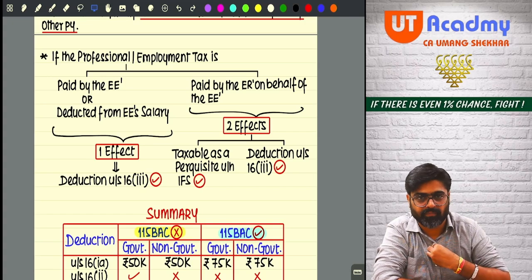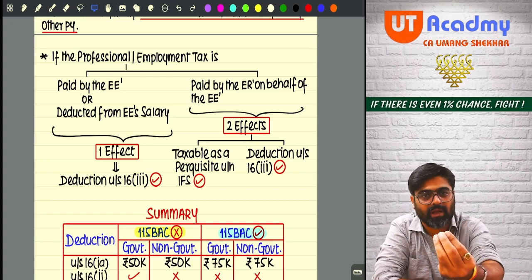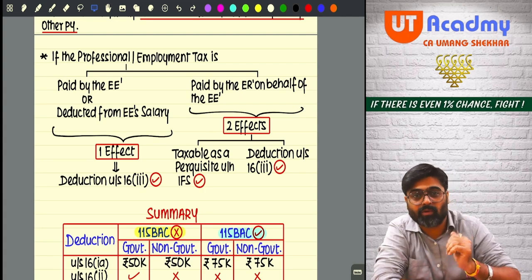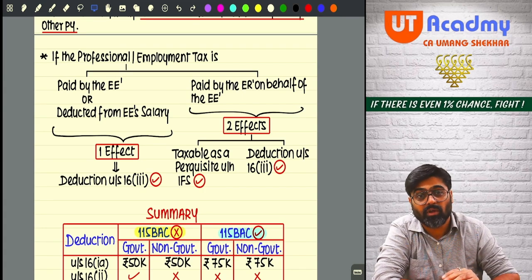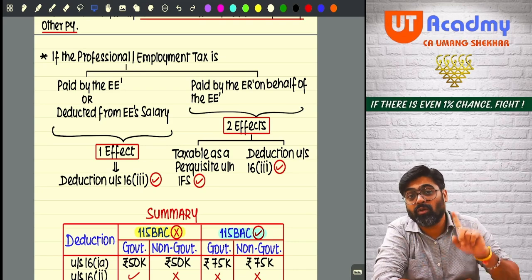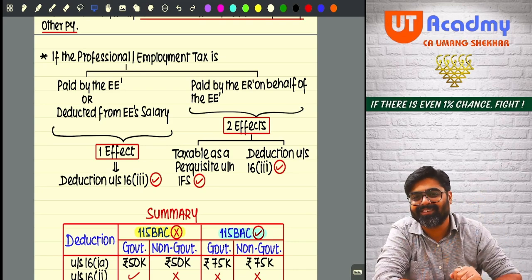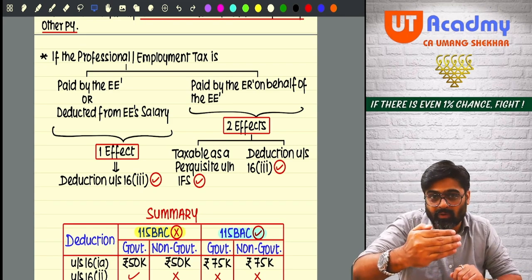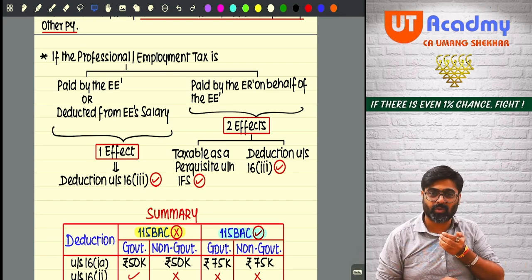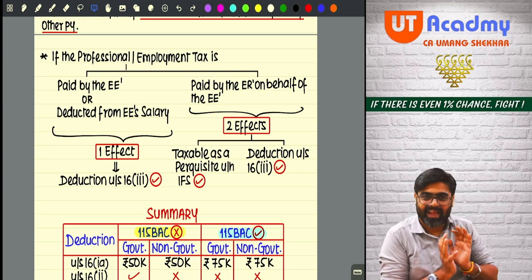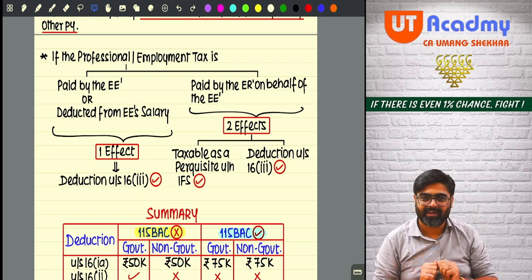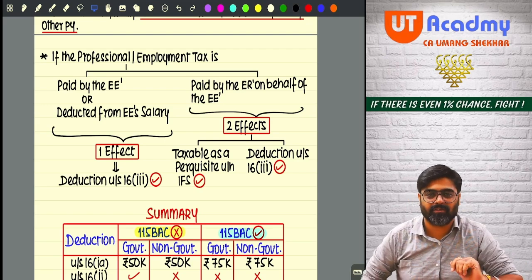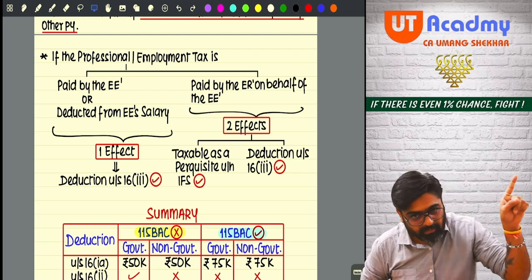Second case. I'm your employer. I'm supposed to give you 1 lakh rupees of salary. But if I give you 1 lakh rupees of salary, you will spend that 1 lakh rupees entirely and you will not pay your professional tax. So what I did, from your 1 lakh only, I deducted 2000 rupees and paid it to the state government. Understanding? And the remaining 98,000 I gave in your hands. Will you go and again pay that 2000?